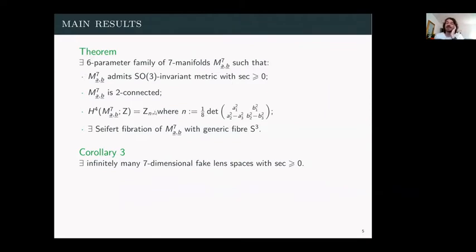The third corollary is that there are, in fact, infinitely many 7-dimensional fake lens spaces with non-negative curvature. Again, at the time we observed this, it was the first example of fake lens spaces with non-negative curvature, ruling out some, if you discard some homotopy RP5s, which were observed by Goette and Dearth.